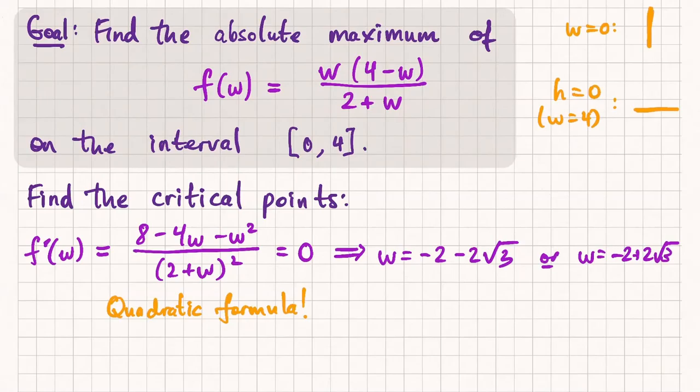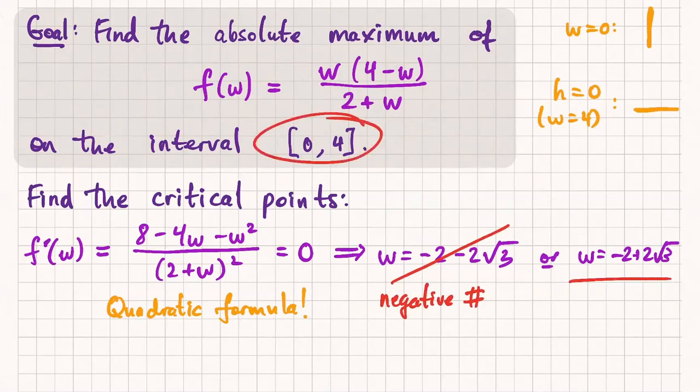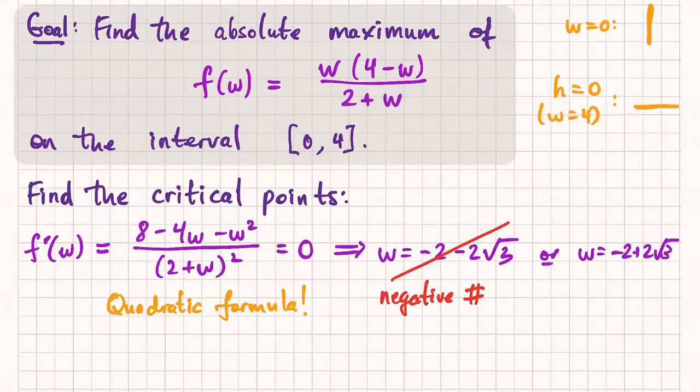All right, so Nishika, one of these critical numbers is not allowed. Which one is it, very quickly? -2 minus 2 root 3. Yeah, because that's a negative number, so it's not allowed. Yeah, exactly. The other one you can check is actually in the interval. It's somewhere in the interval. You can check that.